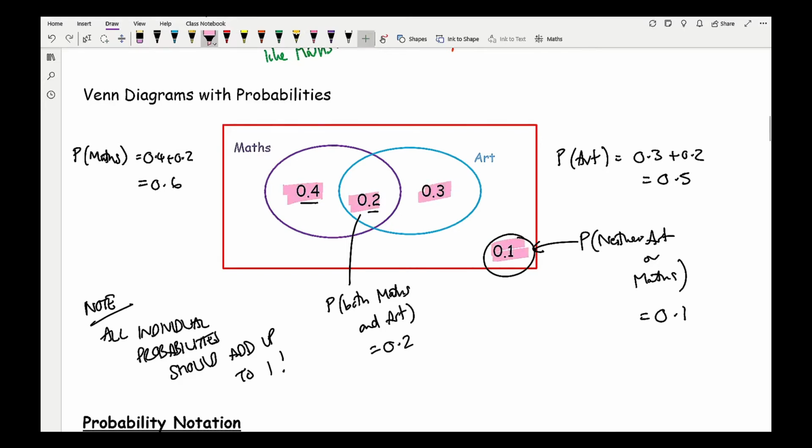So for example, a typical question might be: what's the probability of selecting someone who doesn't like maths or art? Then all I need to do is add up the probabilities of maths, art and both, and take it away from 1. So again, it's a very common question that comes up. If you find that there is a probability missing, or even a total that's missing, then all of the numbers inside that box should add up to the total. So whether it's the total frequency or probability, it should all add up to 1.